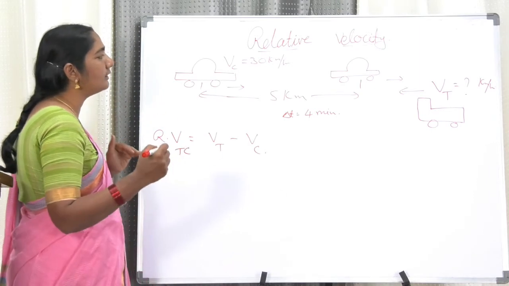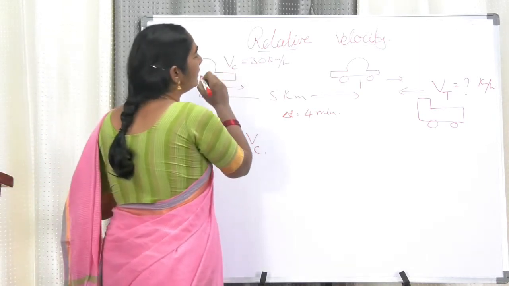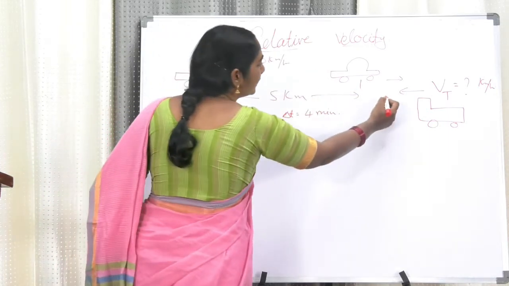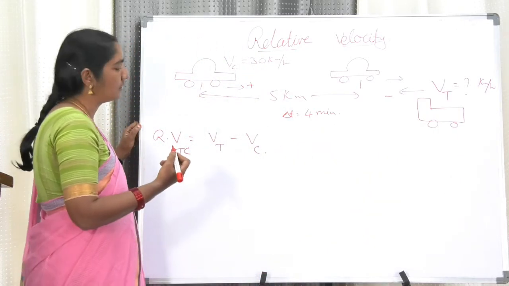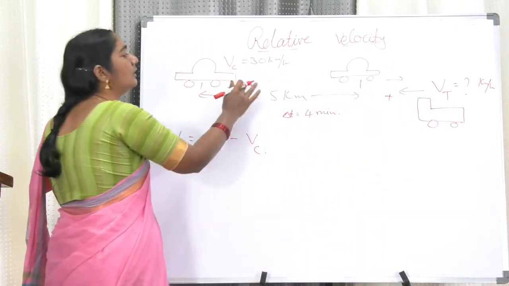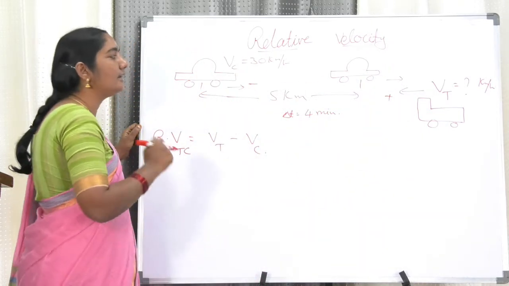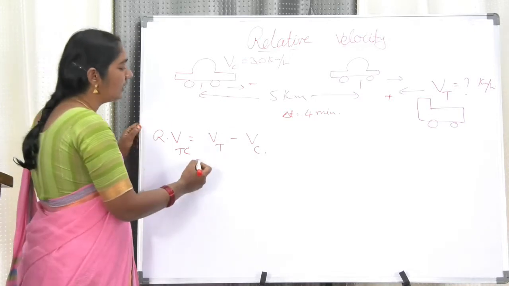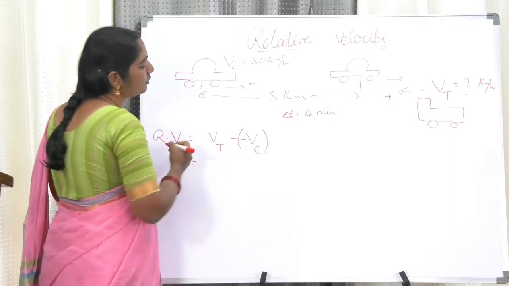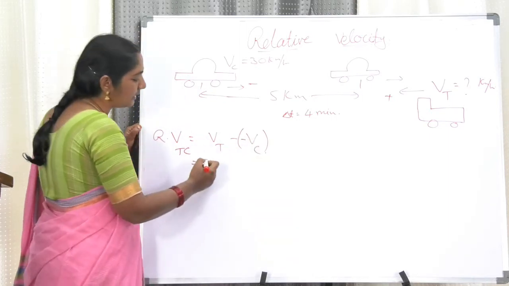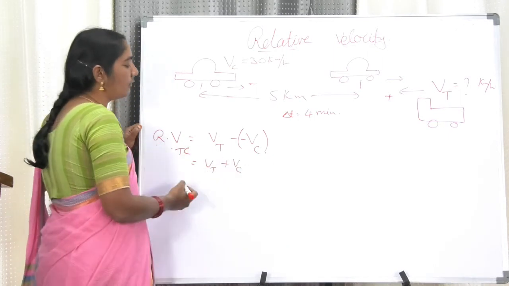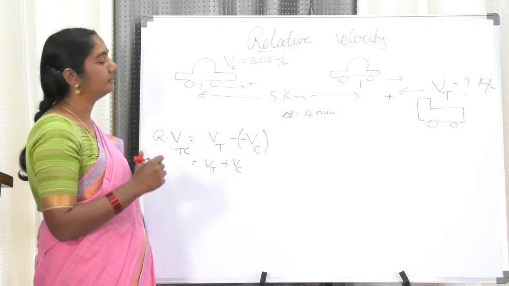But here you have to understand one thing. If you take this direction as positive, this direction must be taken negative because it's opposite. Otherwise, if you consider this direction of the truck as positive, then you have to consider the direction of the car as negative. Let us take the second case. In that case, this becomes minus of minus, which is nothing but velocity of the truck plus velocity of the car. This will be the relative velocity of the truck with respect to the car.